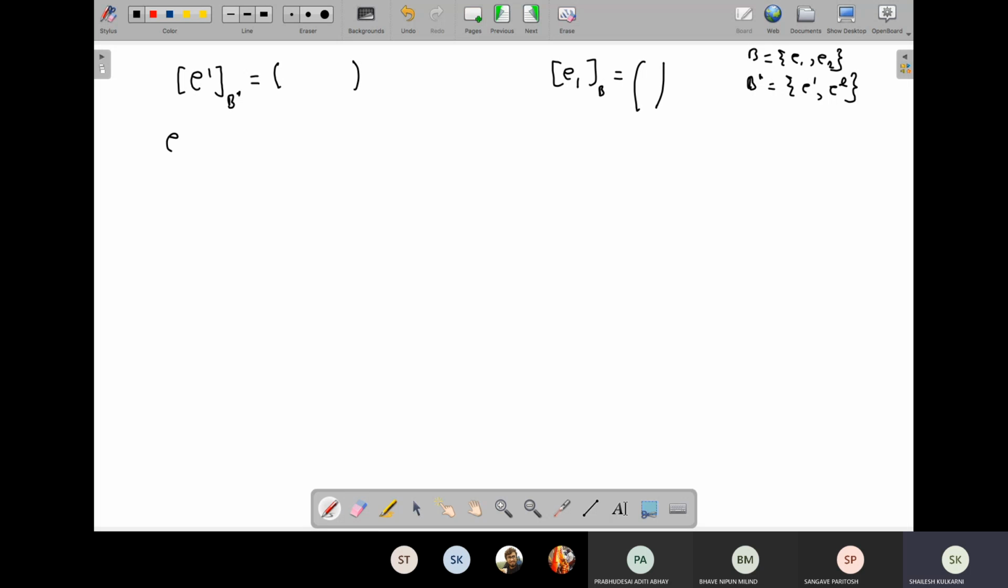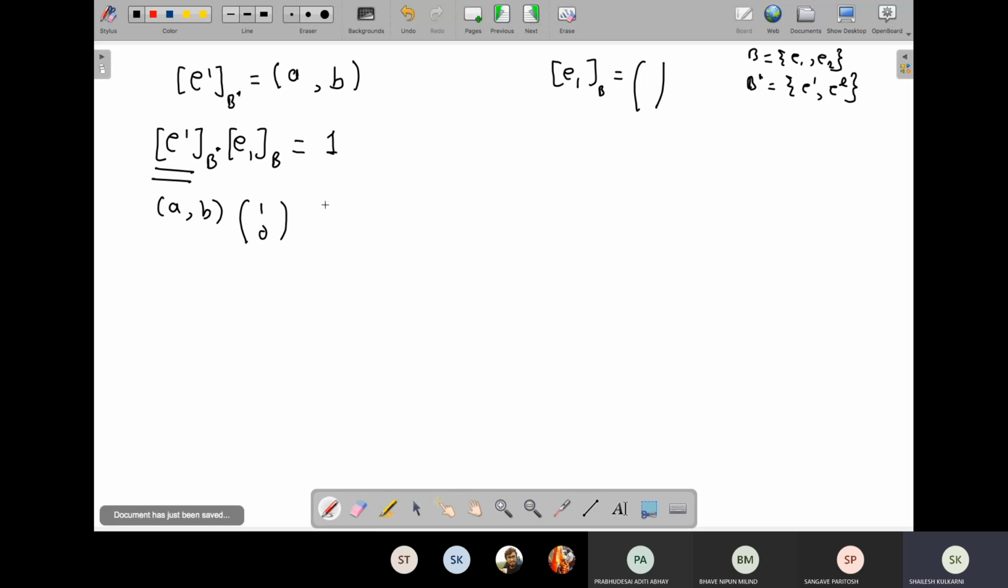So we need to check E upper 1 in B star acting on E1 in B, and we have to set this to 1 and find this E upper 1 in B star. Let E upper 1 in B star be two numbers, A and B. Then (A B) acting on the coordinate representation of basis vector E1, which is just the column (1, 0), gives 1. This implies A is equal to 1. This comes from the first condition.